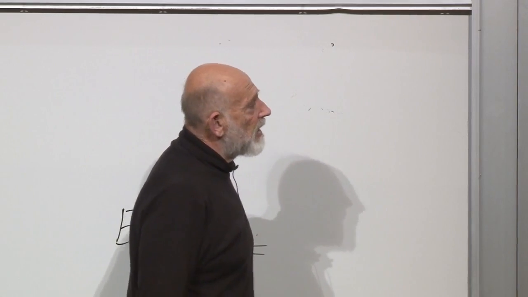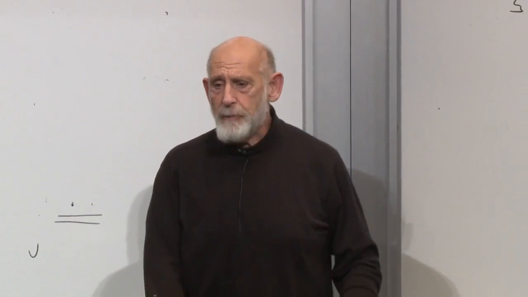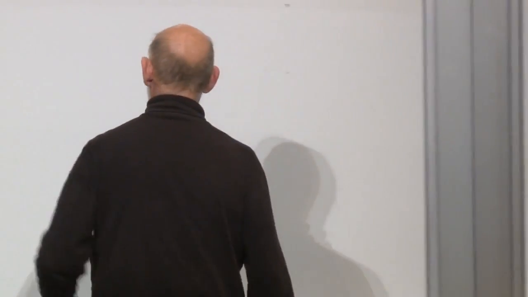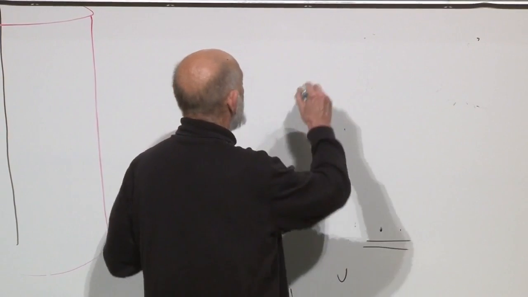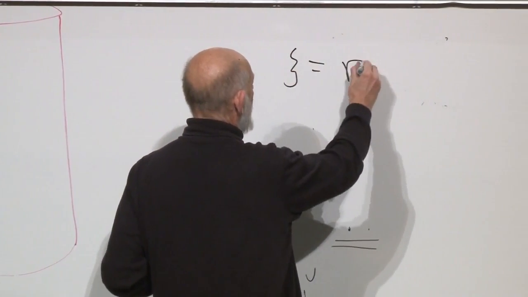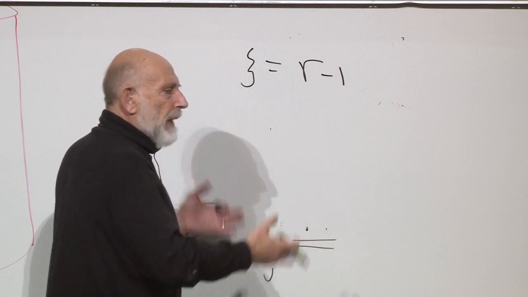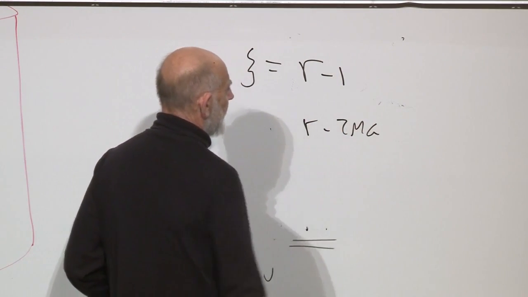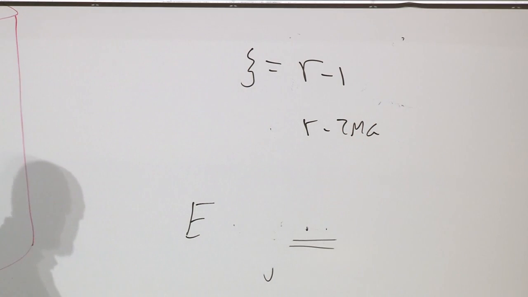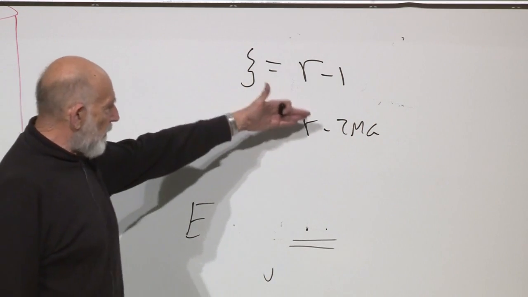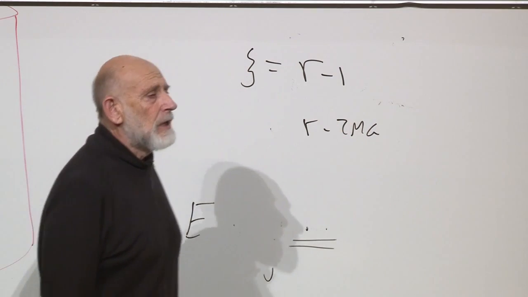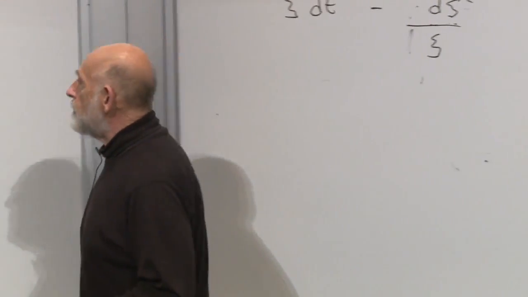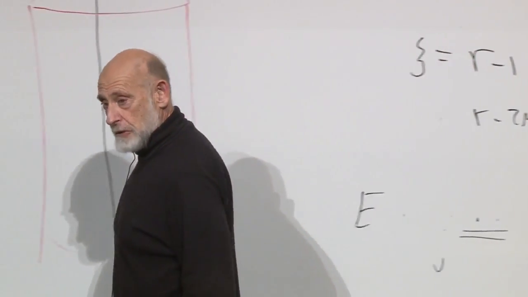Now, let's talk about this inversion of space to time and time to space. Xi was equal to r minus 1. Or if I put back mg, it would be related to r minus 2mg. I set 2mg equal to 1, but xi is really proportional to r minus 2mg. Xi can change sign. How does it change sign? By going from outside the horizon to inside the horizon.